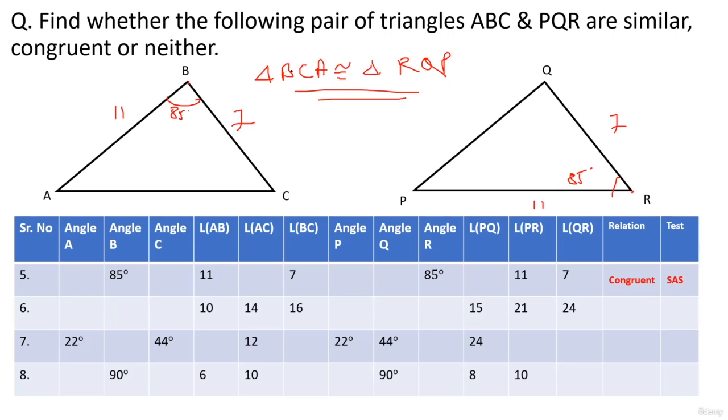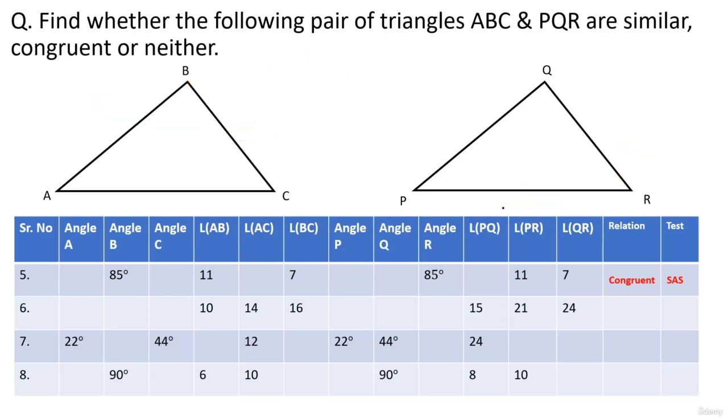Such that BC will be equal to RQ. This is happening here, BC is equal to RQ, right? Can you see this, guys? And then AB will be equal to PR. You can see AB is 11 and PR is 11. Same, right? Okay, guys, let's go on to the sixth question.